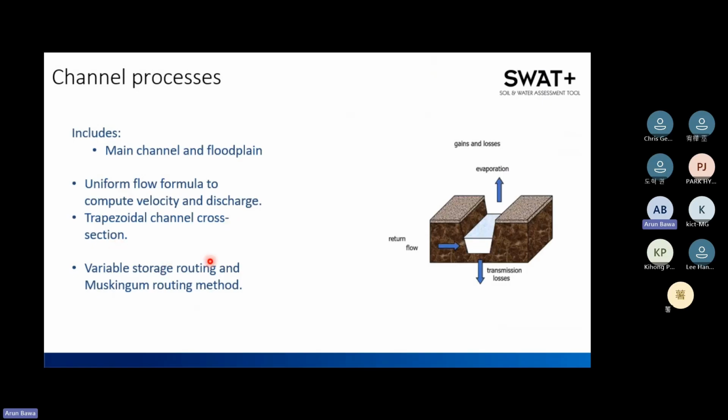Then we have different routing methods. Two of those methods are variable storage and Muskingum. Again, there is no golden rule on which routing method to use. It depends on your location, but most of the time the default is variable storage, and that works. If you want to simulate some in-stream processes and see how those different methods can control your results, then you can do it. But there is no particular golden rule on which condition calls for which one.